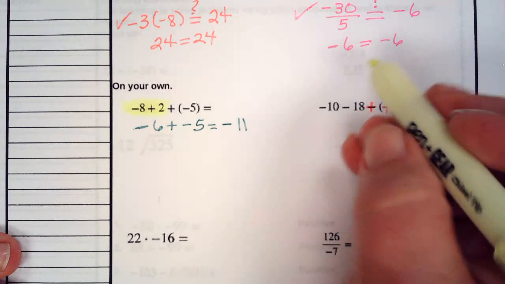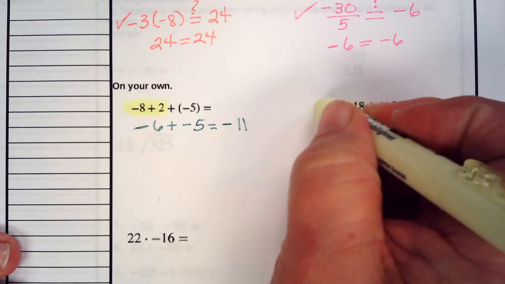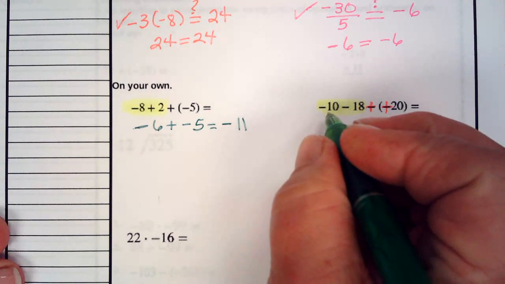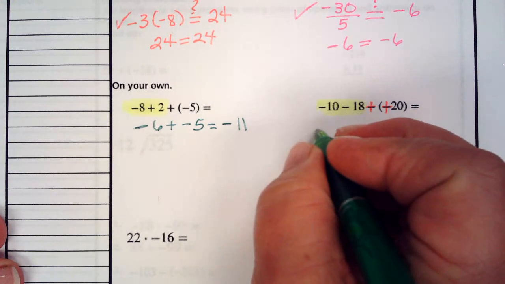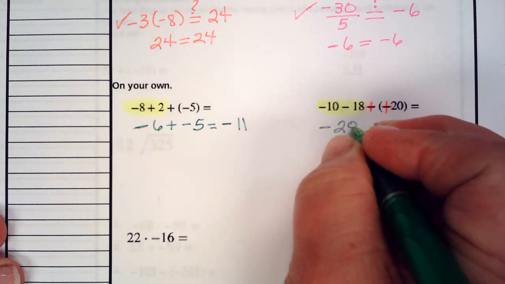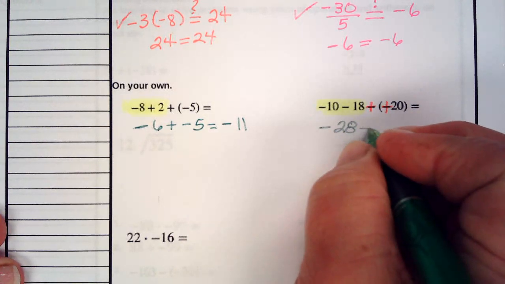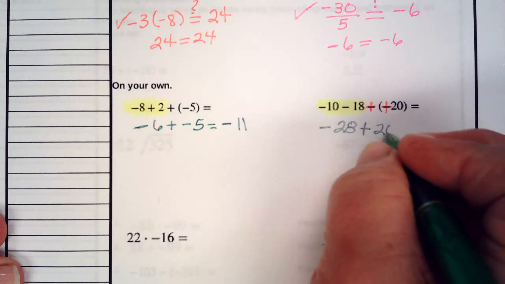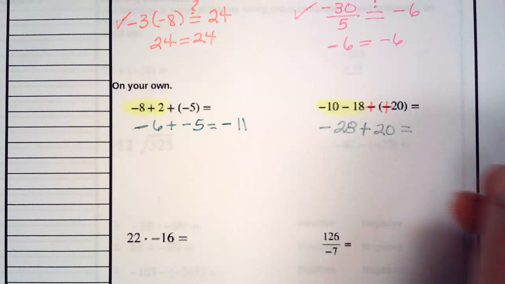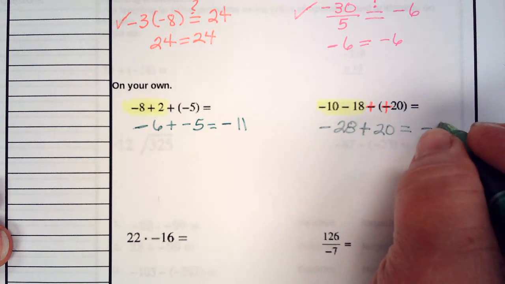We start with negative 10 minus 18. Order of operations says we start with whichever one is first. Negative 10 minus 18 more. Combine them with addition. 10 plus 18 is 28. Keep the negative sign. Plus 20. Okay, negative 28. I'm down negative 28. I'm coming 20 units towards 0. It's still in the negative. It will be negative 8.